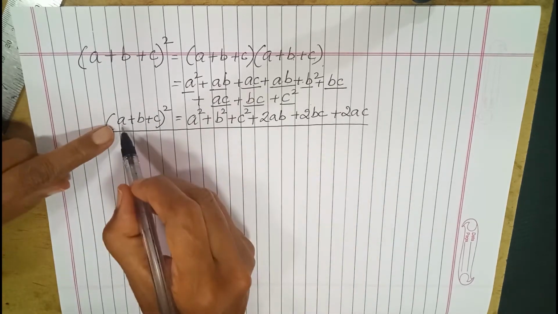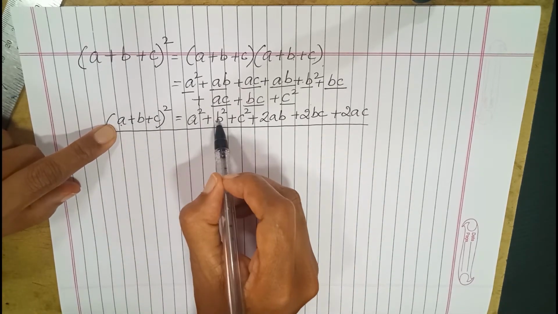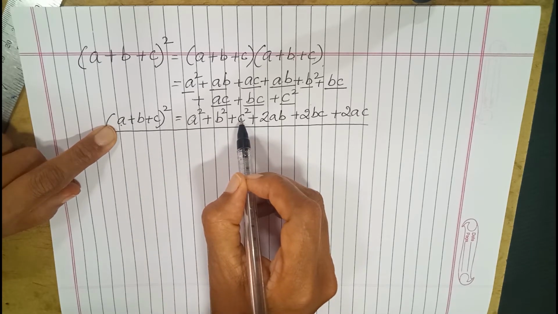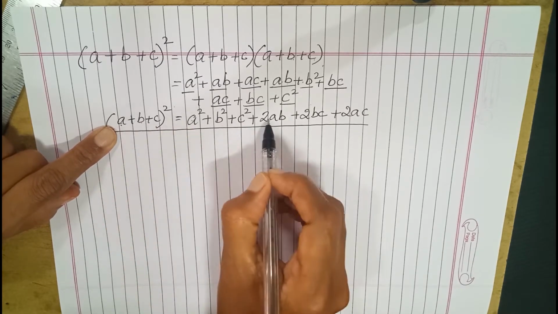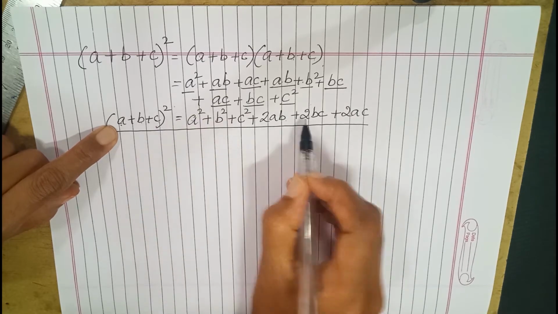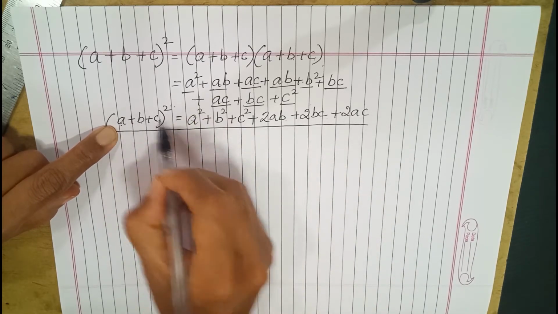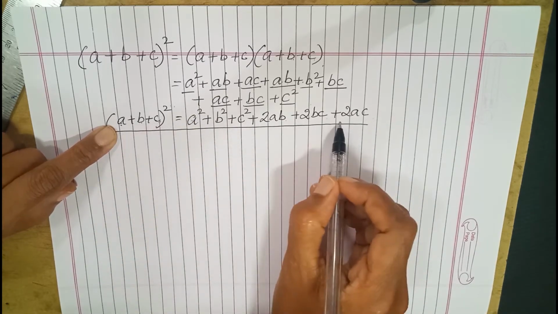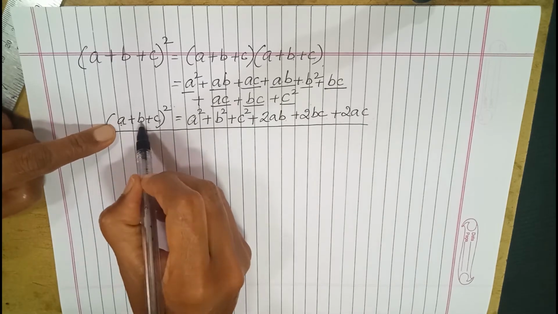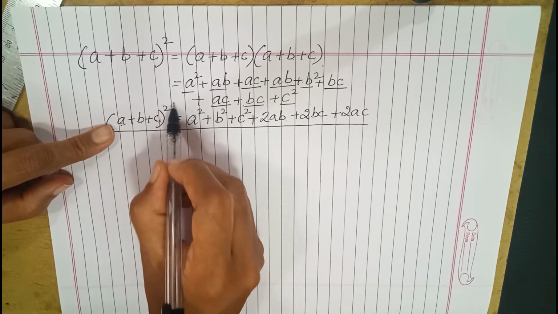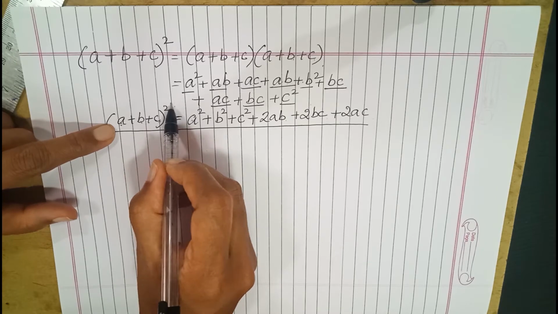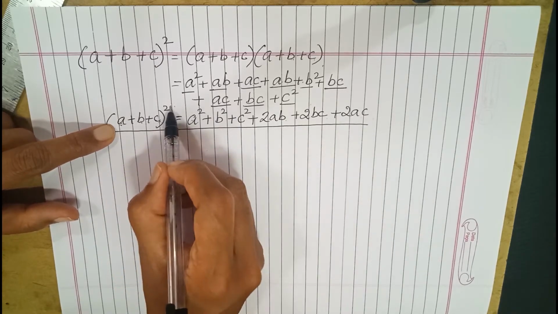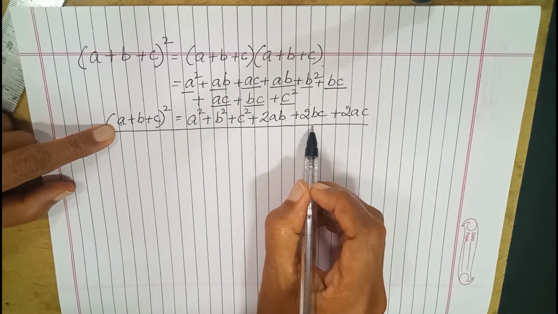So you can see what it is: square of the first term, square of the second term, square of the third term. Then 2 into the first two terms. Then 2 into the second and the third term. And 2 into the first and the third term. So it's an easy formula to remember. Square of the first, square of the second, square of the third. 2 into first two terms, 2 into first and third term, 2 into second and third term. So this is the formula.